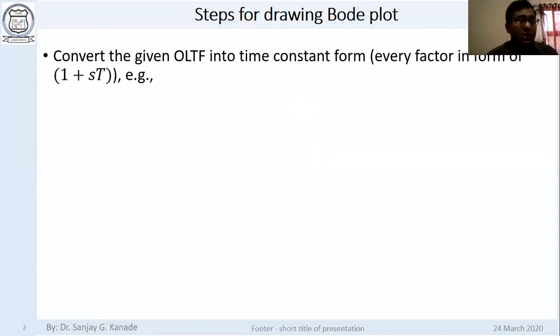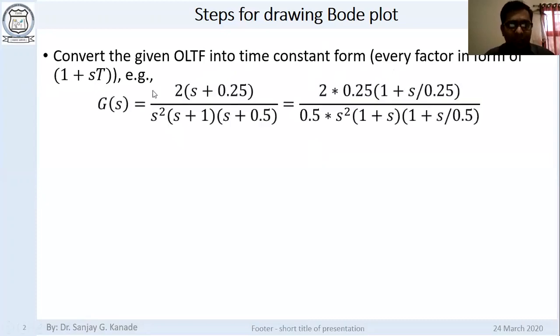The first step is you will normally be given an open loop transfer function, and we have to first convert that open loop transfer function into time constant form. What does it mean? Every factor must be in the form of 1 plus sT. For example, if this is the equation given, G of s is equal to 2 into (s plus 0.25) divided by s square, (s plus 1), (s plus 0.5).